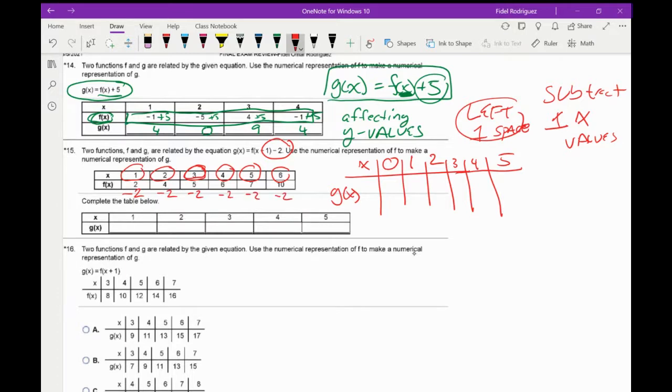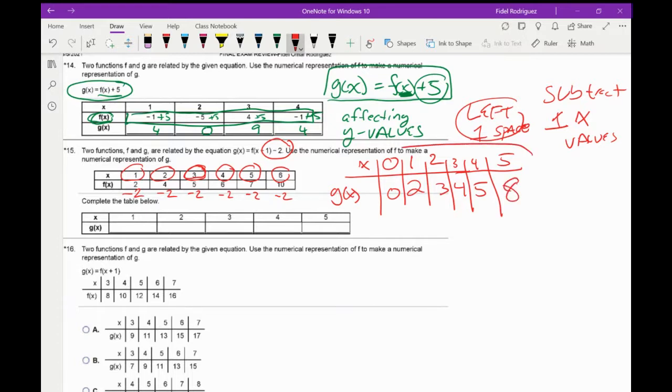these numbers, okay? So 2 minus 2 is going to give me 0. 4 minus 2 is going to give me 2. 5 minus 2 is going to give me 3. 6 minus 2 is going to give me 4. 7 minus 2 is going to give me 5. And 10 minus 2 is going to give me 8.